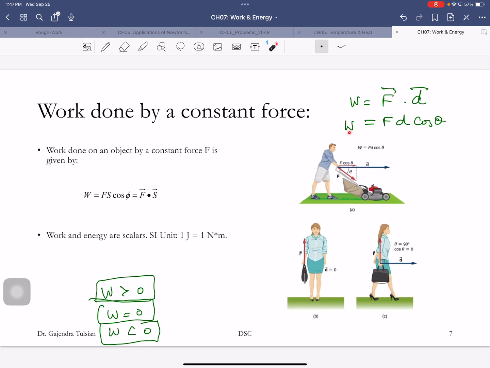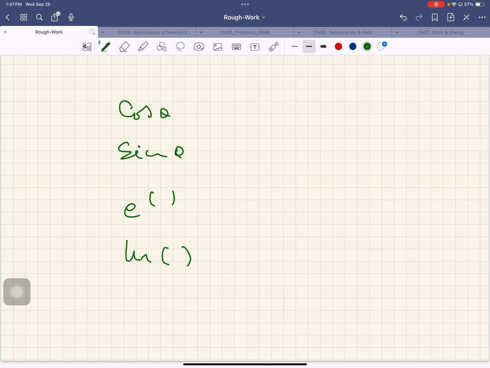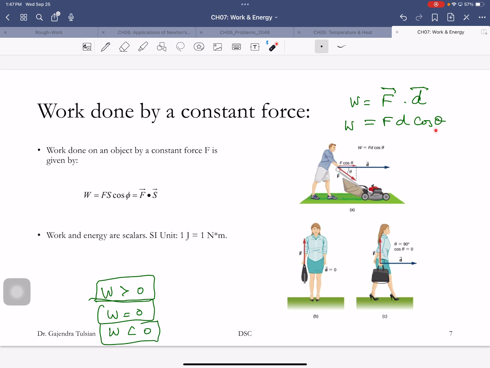All right, what are the units for work? The units for this guy are newtons. The unit for this guy are meters. What are the units for this guy? This is dimensionless. So whenever you see cosine theta, sine theta, e to the power something, they're all dimensionless quantities. So the units of work are newton meter. And this combination is given the name joule in honor of Mr. Joule.